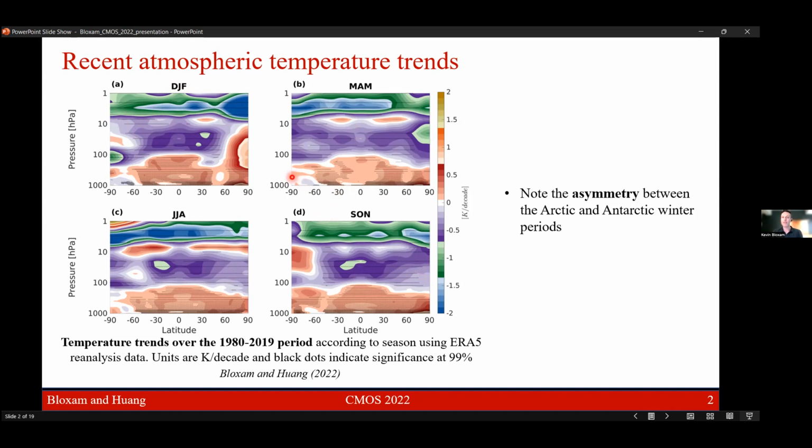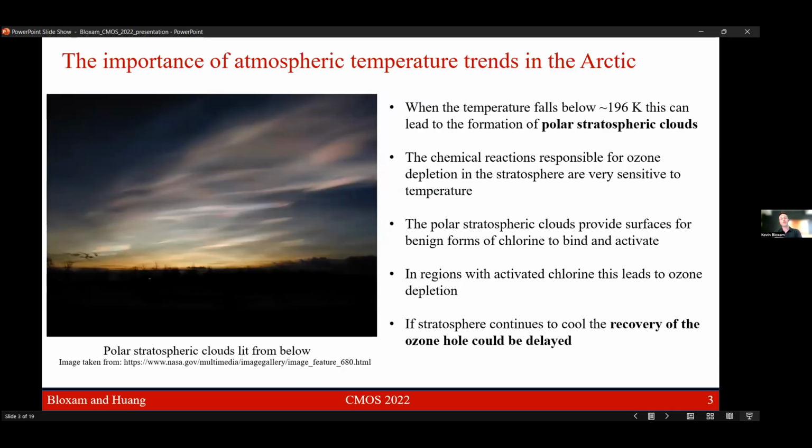However, what you may notice is that there is this asymmetry between the winter Arctic stratosphere and the Antarctic stratosphere, in terms of the fact that there's this heating trend going on in the Arctic, which does not manifest in the Antarctic. And so I want to understand more about what is going on there. You may be wondering, okay, stratospheric temperature, what's the big deal? Who cares?